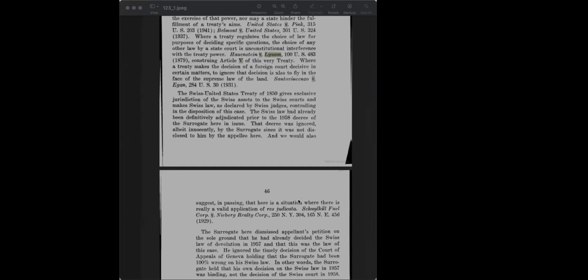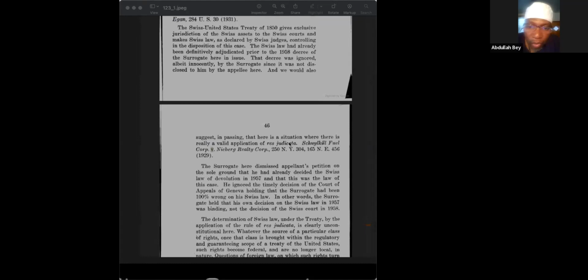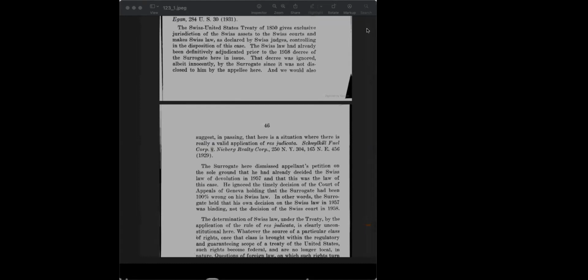The Swiss-United States Treaty of 1850 gives exclusive jurisdiction of the Swiss assets to the Swiss courts and makes Swiss law, as declared by Swiss judges, controlling in the disposition of this case. The Swiss law had already been definitively adjudicated prior to the 1958 decree of the surrogate here in issue. That decree was ignored, albeit innocently, by the surrogate, since it was not disclosed to him by the appellee here. And we would also suggest in passing that here is a situation where there is really a valid application of res judicata. Schuylkill Fuel Corporation v. Nieberg Realty Corporation, 250 N.Y. 304, 165 N.E. 456, 1929.